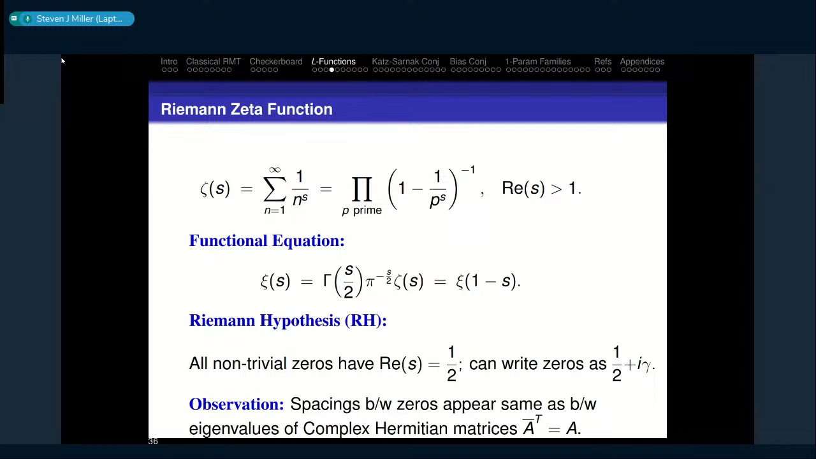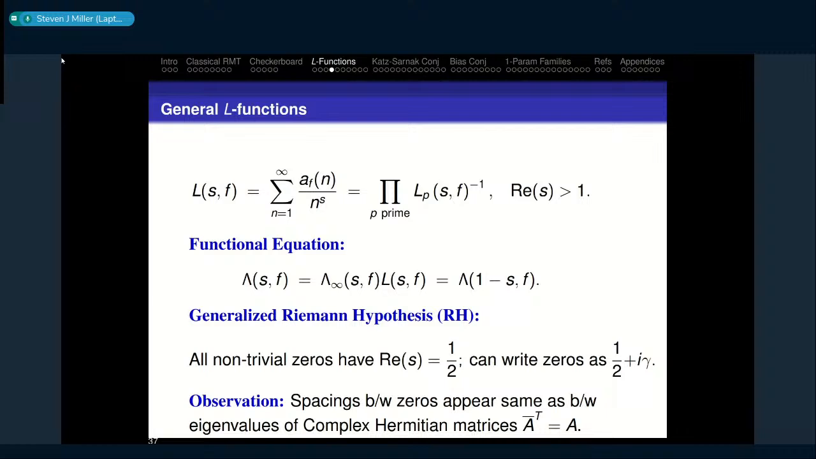The wonderful observation is that it looks like the gaps between zeros look a lot like the eigenvalues of complex Hermitian matrices, and between a lot of the things we see, modulus and symmetry types in nuclear physics, that you're seeing the same phenomena in many different places.